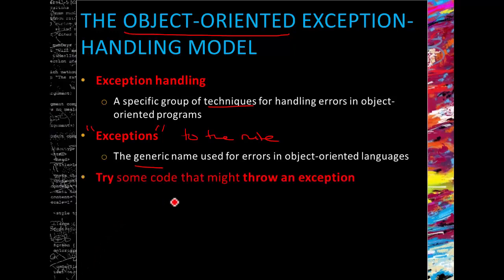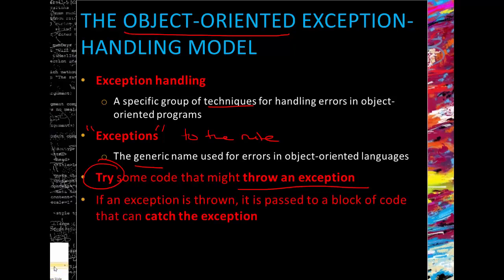Try some code that might throw an exception. Have you ever done that? So you try a bit of code and you say it might throw an exception, might throw an input-output exception, but we try the code first and see if it works. That would be one way of the object-oriented exception handling model.